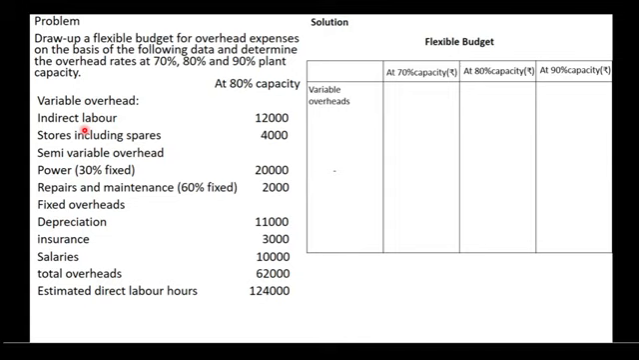So how do you calculate this 70% and 90%? So here for the 80%, the indirect labor amount is 12,000. And what amount for the 70%?